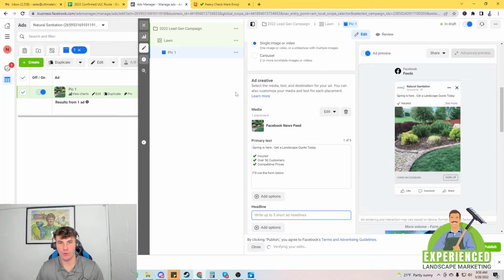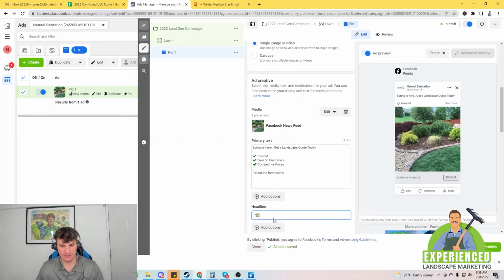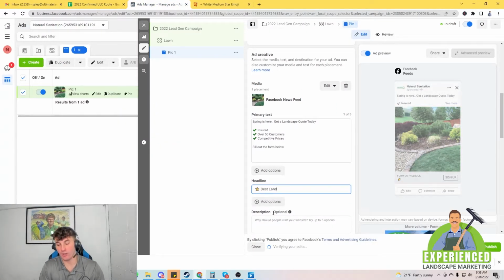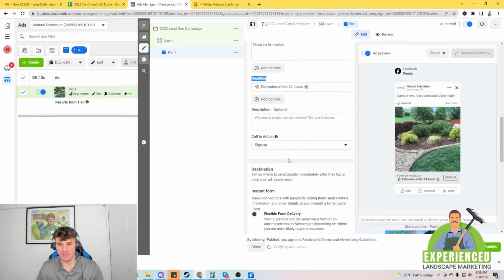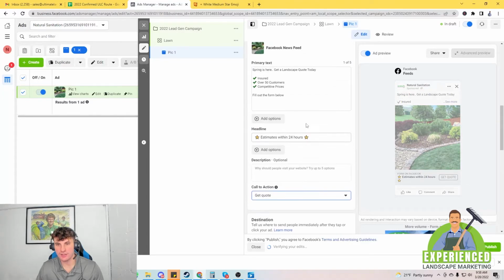Headline should have more emojis, maybe a star emoji. Copy it. Best, or sometimes if you put best landscapers or best landscaping, you're going to get some people who want to challenge you. Who said you're the best landscaper? So you can try something else like this. Estimates within 24 hours, right? Sign up. Your call to action should be get quote.